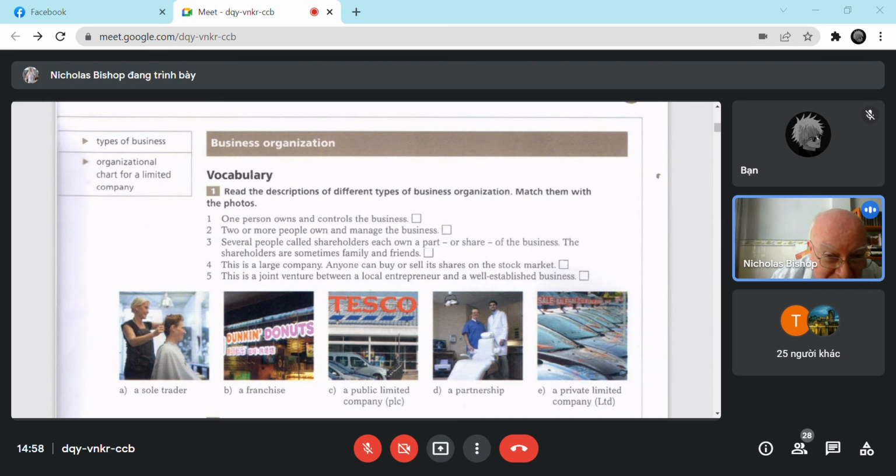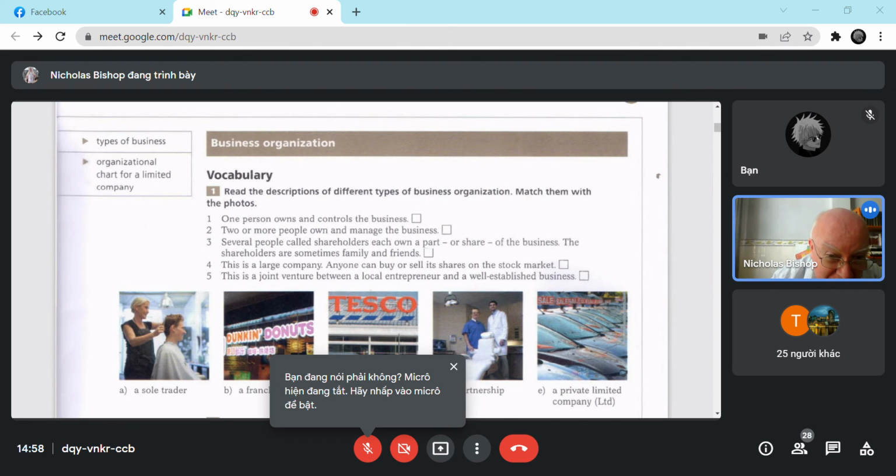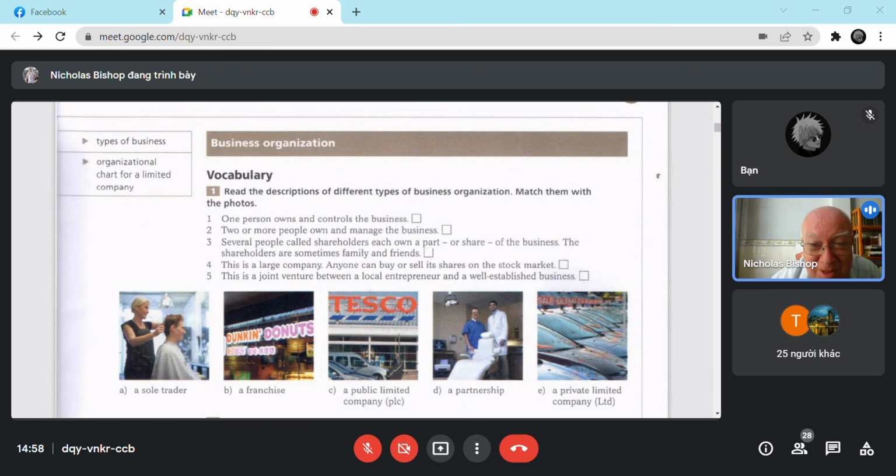I'm not sure what the company is there. Looks like a car sales business. But any kind of bigger business can become a private limited company. And they have to have a chairman or a director or something, and they have to register themselves. So that's a certain kind of business, and their friends or family can be shareholders.